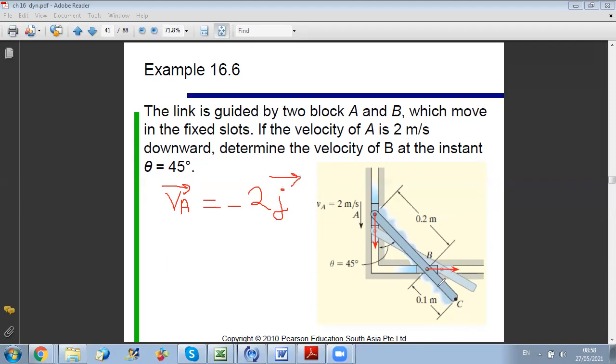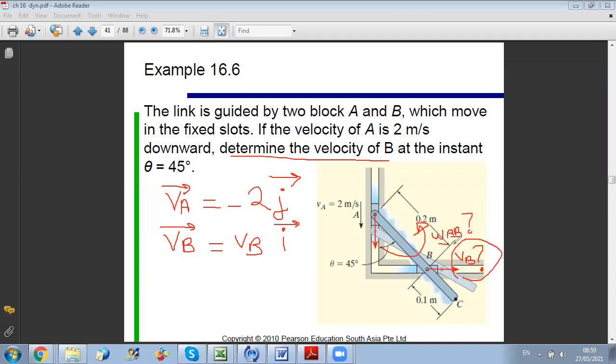Now for VB, I know that it's moving horizontally, but I don't know the magnitude of its velocity, and they asked me to determine it. So I will write VB as a function of its magnitude: the VB vector is the VB magnitude times I. As you can see, A and B have different motion, so I have a general plane motion for my rod, with a certain angular velocity, omega AB, that is unknown. How many unknowns do I have? Two unknowns, VB and omega AB, so I need two equations. These two equations can be obtained by writing the vectorial relation relating A and B.